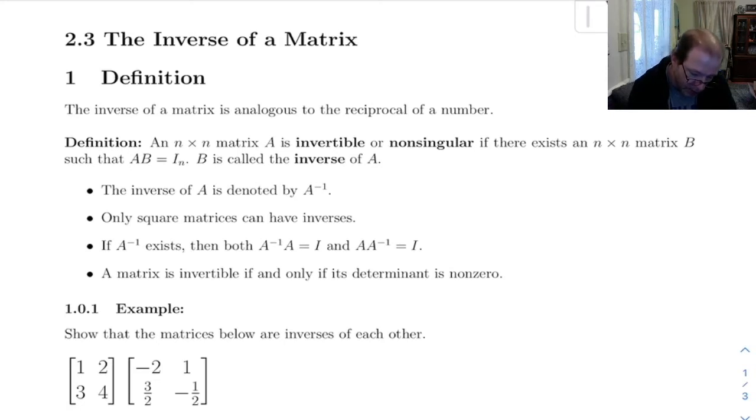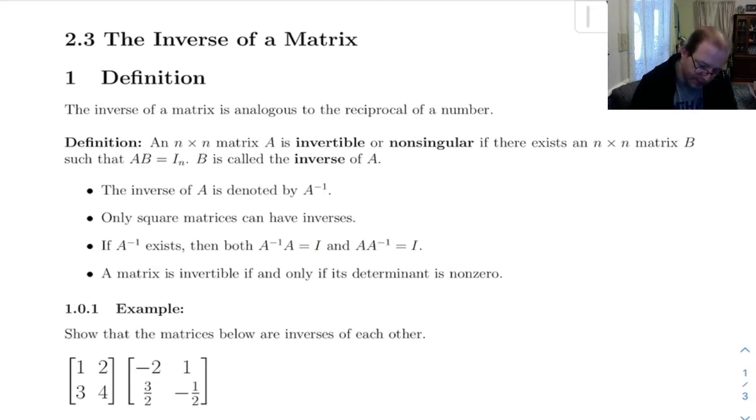So let's look at this. An n by n matrix A is invertible or non-singular, those two words are interchangeable, if there exists another n by n matrix B such that A times B is equal to the identity. And B is called the inverse of A. A few facts about the inverse: the inverse of A is denoted by A to the negative 1. Only square matrices have inverses. And if A inverse exists, then you can multiply A inverse times A or A times A inverse in either direction, and you'll get the identity.